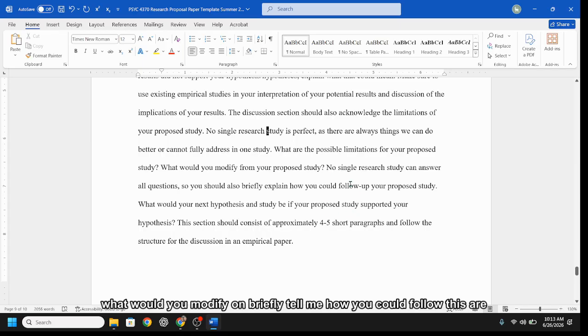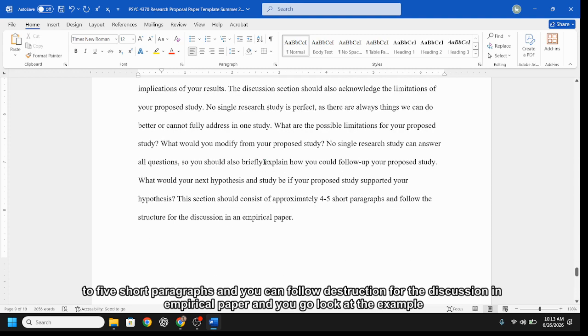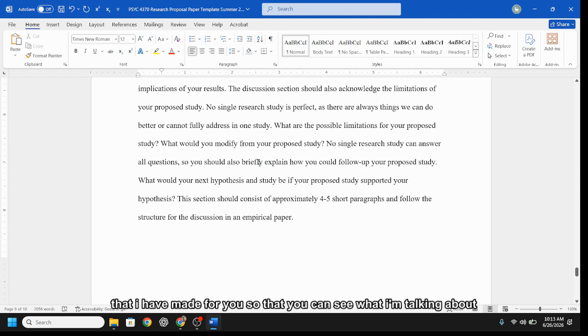Briefly, tell me how you could follow this up. Most of the time, the next logical step is an experiment. So tell me about that. In this portion of the paper, you should have about 4 to 5 short paragraphs, and you can follow the instruction for the discussion in an empirical paper, and you can look at the example that I have made for you so that you can see what I'm talking about.